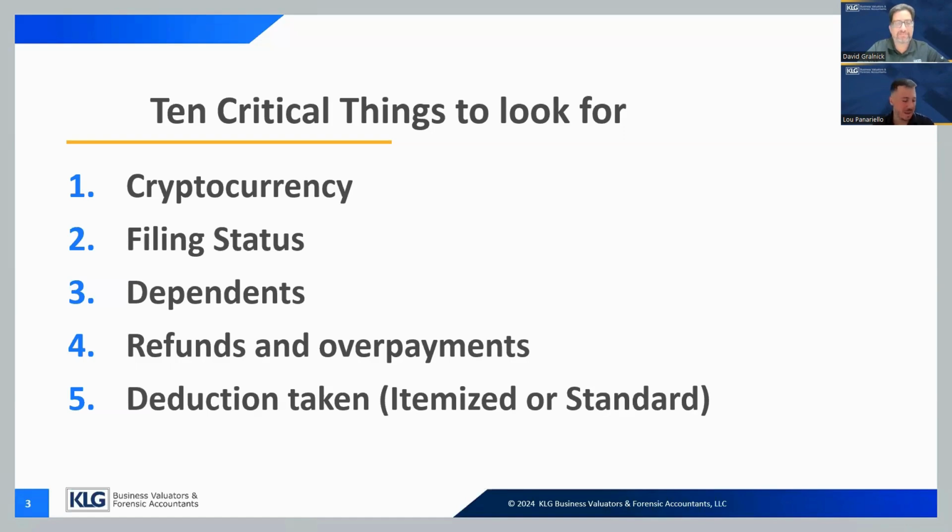All right. Just a quick overview on what we're going to talk about today. We're going to talk about cryptocurrency and how to find them on the tax return. Filing statuses and what that means for that particular tax return, dependents and how to deal with them within your case, refunds and overpayments, things to look out for with that, deductions, itemized or standard deductions, and how those are calculated and why they're meaningful within your case.